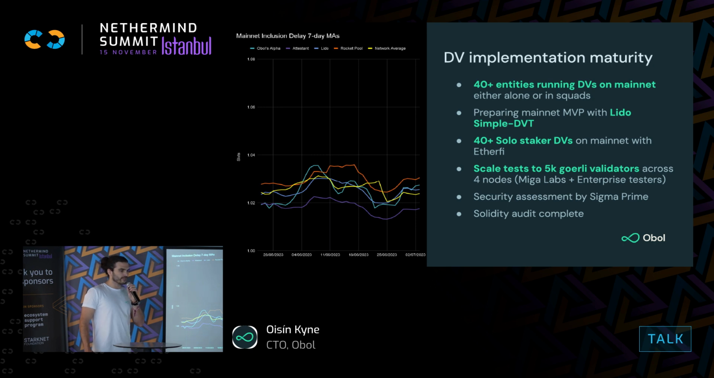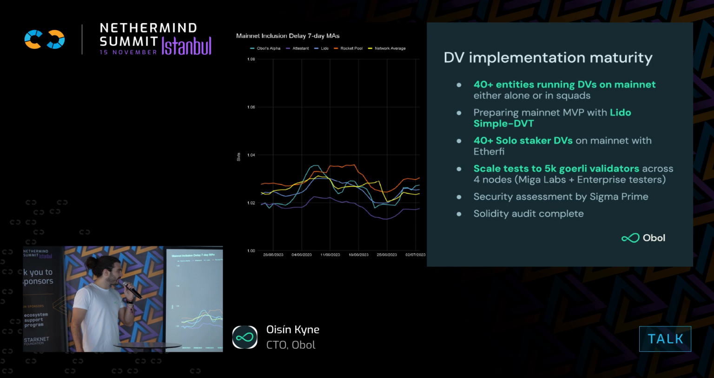Where are we at with distributed validators and their adoption today? We just this weekend, or before the weekend, announced our permissionless beta. Up until now, we've had about 40 entities run as part of our alpha, and we've had 40 solo stakers run on mainnet with EtherFi's Operation Solo Staker. We're currently going live on Holesky for Lido's simple DVT module. This will be the last dress rehearsal before we put it on mainnet, hopefully early in the new year.